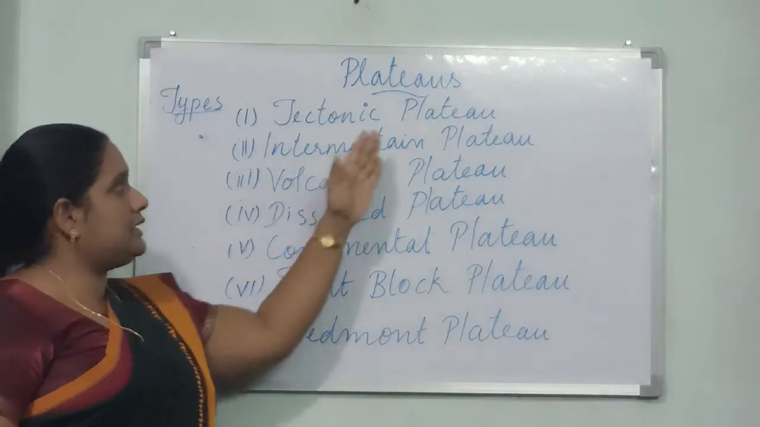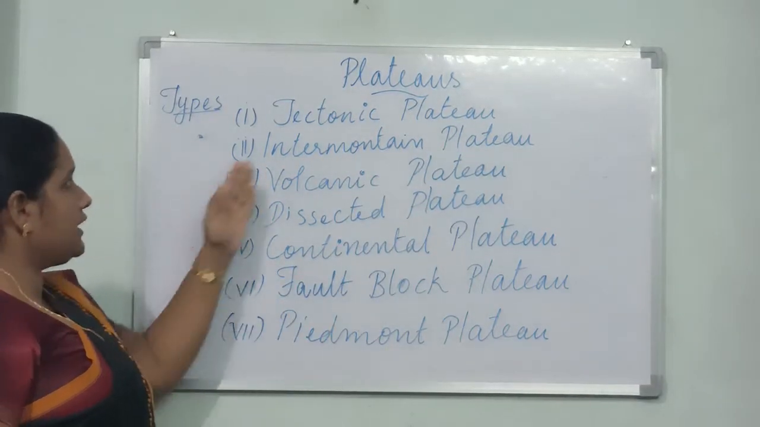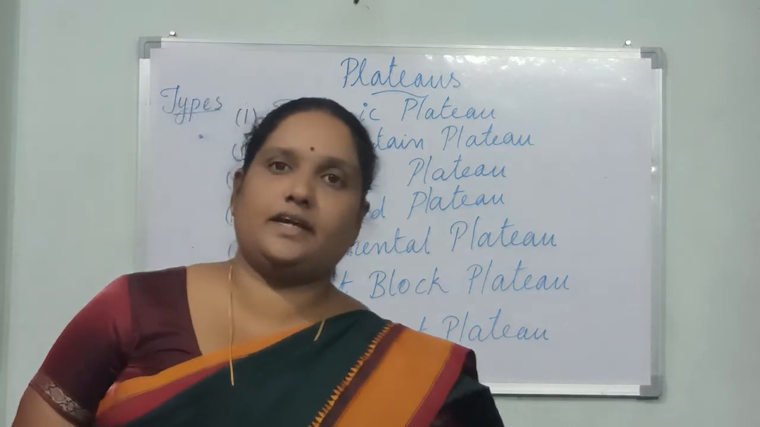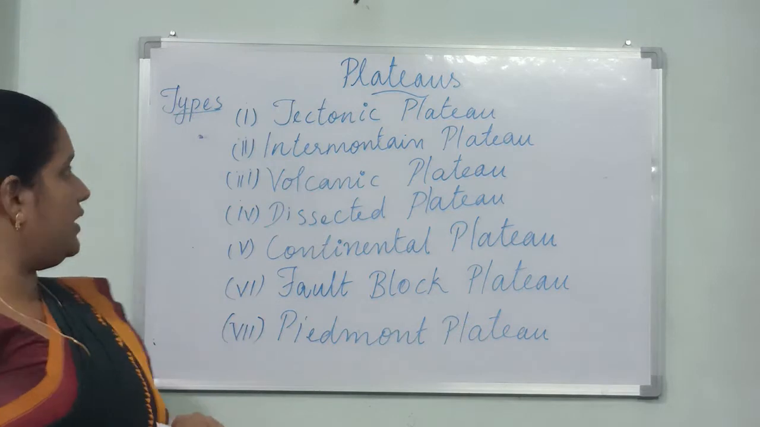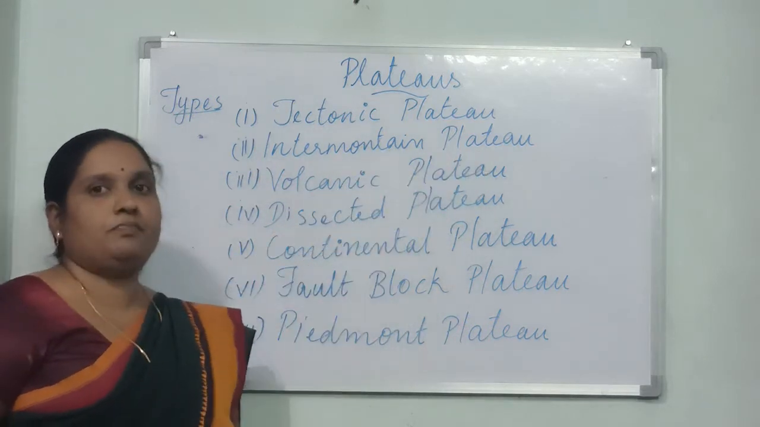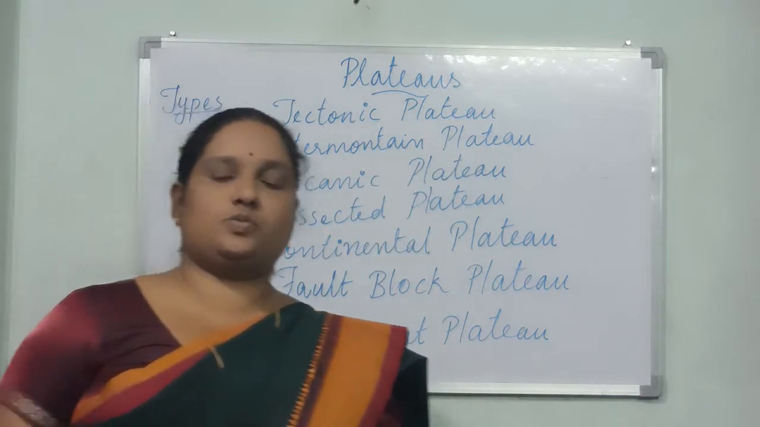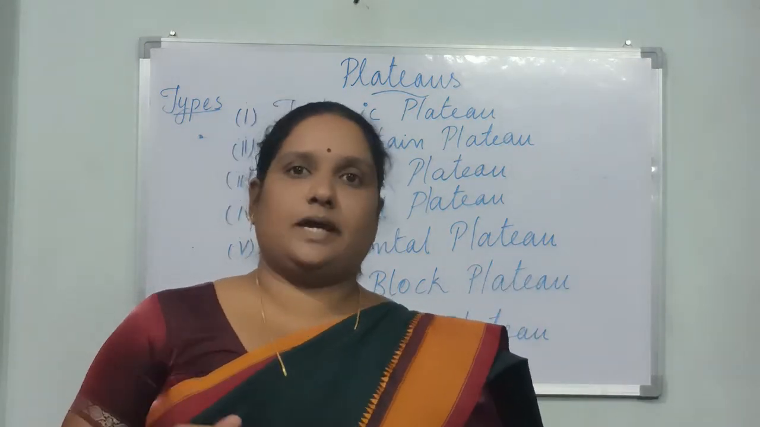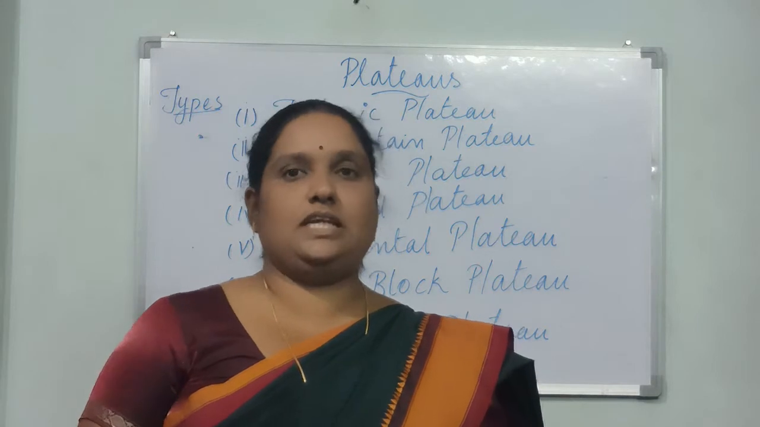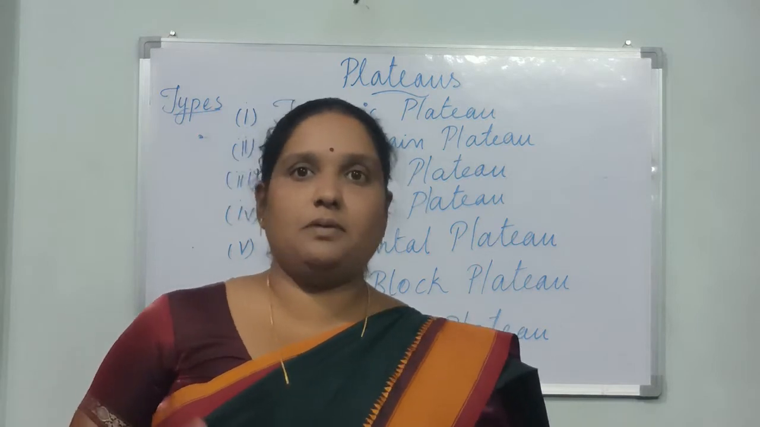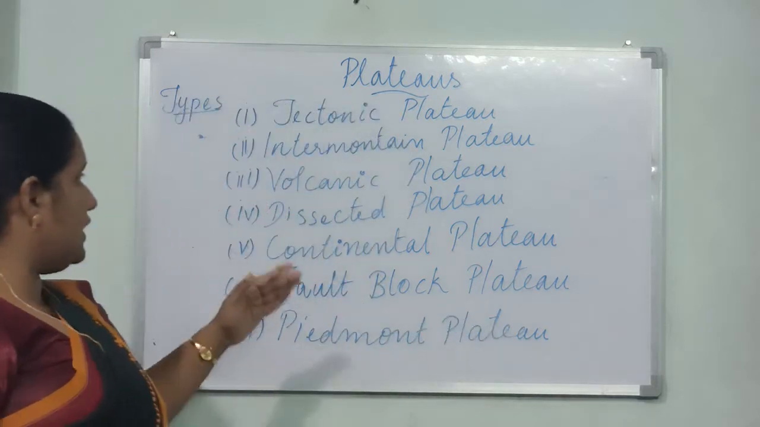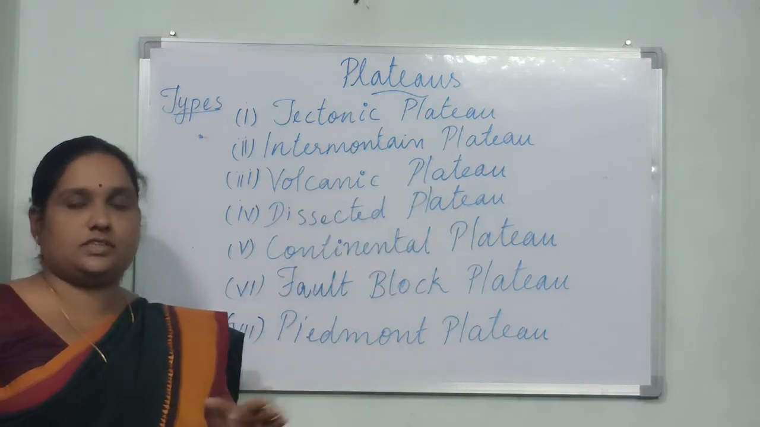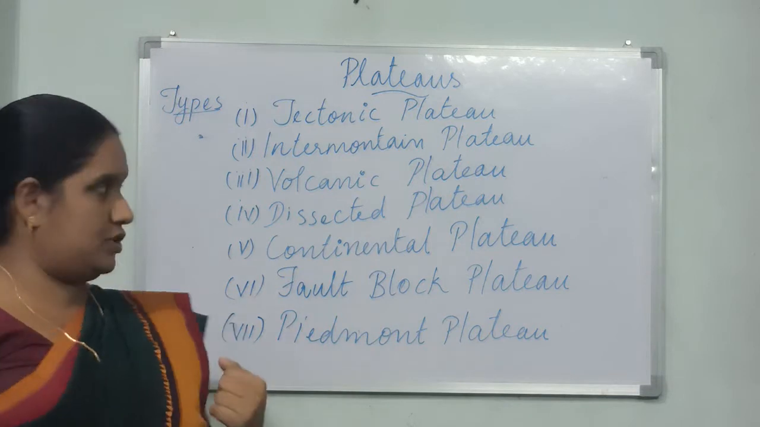The first one is the tectonic plateau. Tectonic plateaus are mainly formed due to actions which happen inside the earth's crust. The second one is the intermontane plateau. Intermontane plateaus are plateaus which are covered on all sides by mountain ranges. This type of plateau can be seen among nearby mountain ranges. The next one is the volcanic plateau. As the name indicates, it is formed due to volcanic eruption.